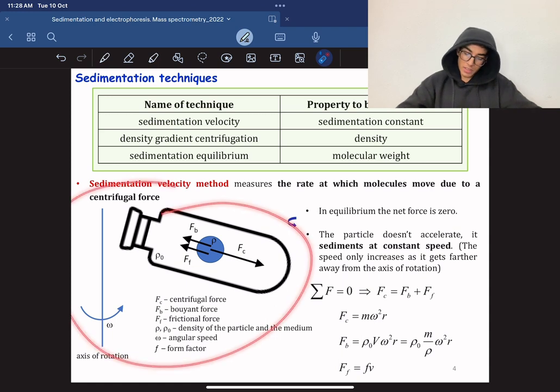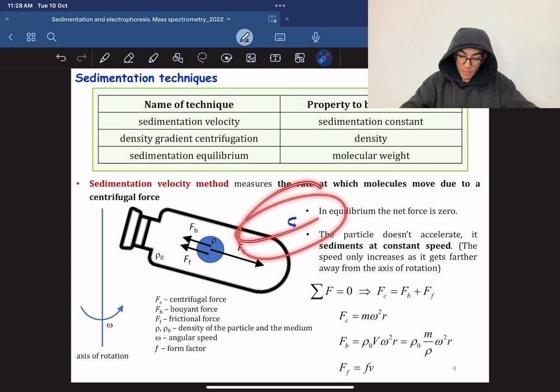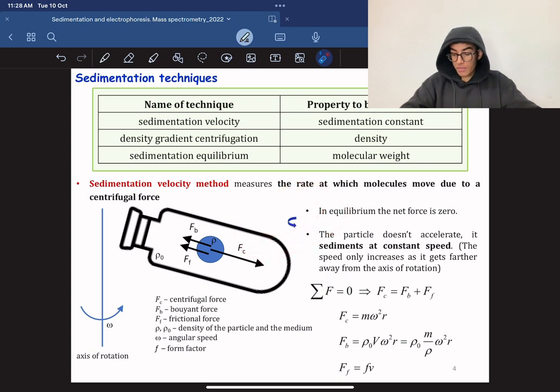We place the tube like this in a centrifuge machine, and we spin it. Spin it hard, full force. What do we see? We see a few things.